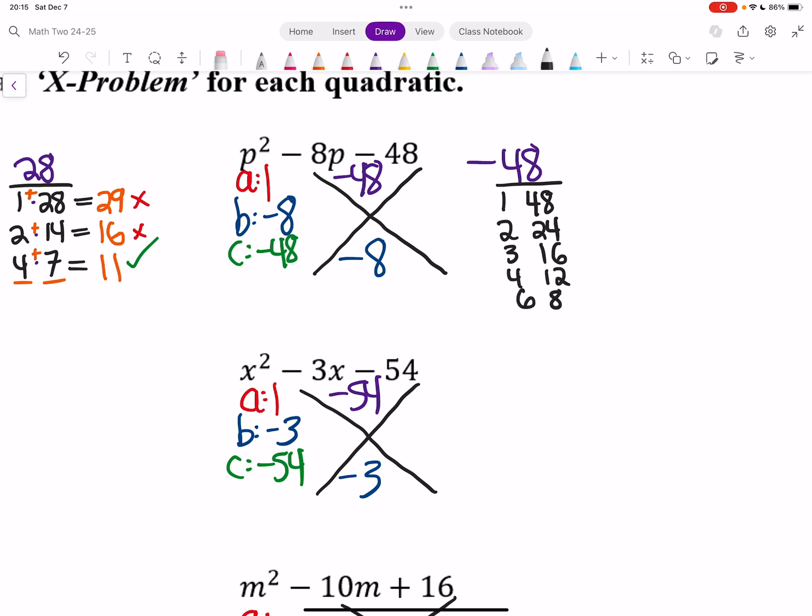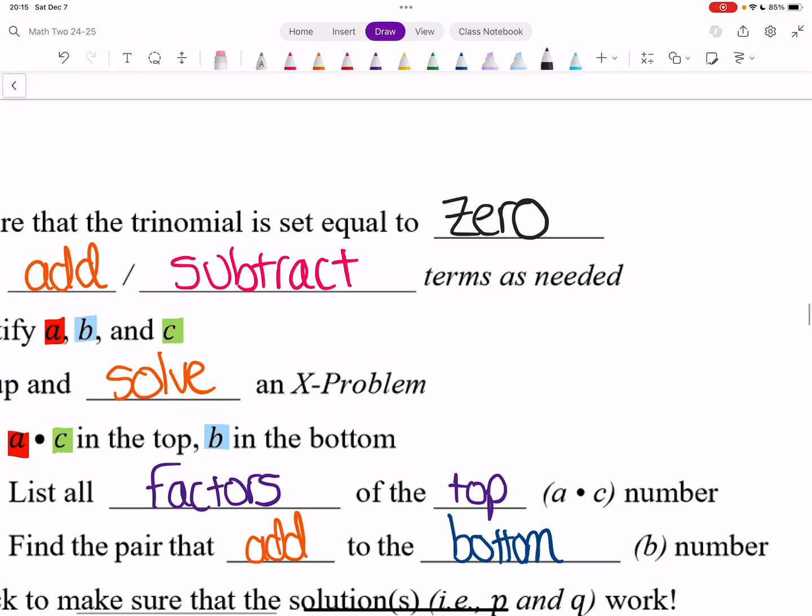48 has a lot of factor pairs, but as long as I use the chart, it's relatively easy to write them all quickly. Next, we need to figure out what the signs of the factor pairs are going to be, because one of these is going to work. I'm noticing that the top number is negative.